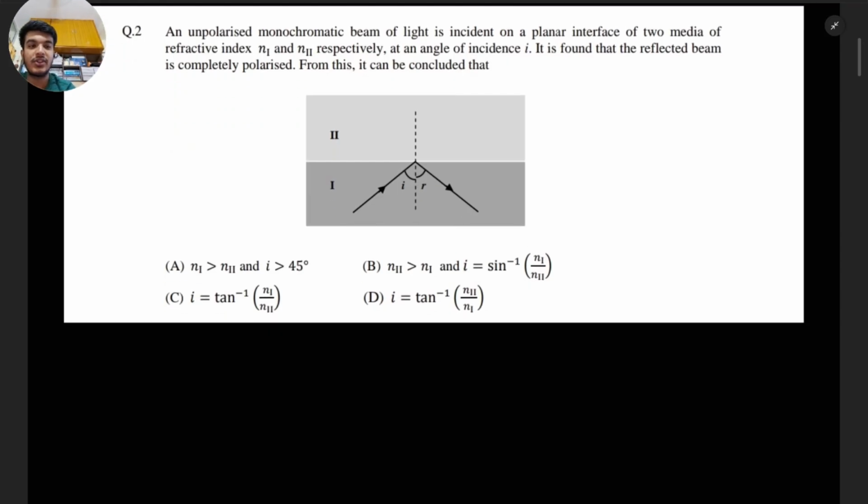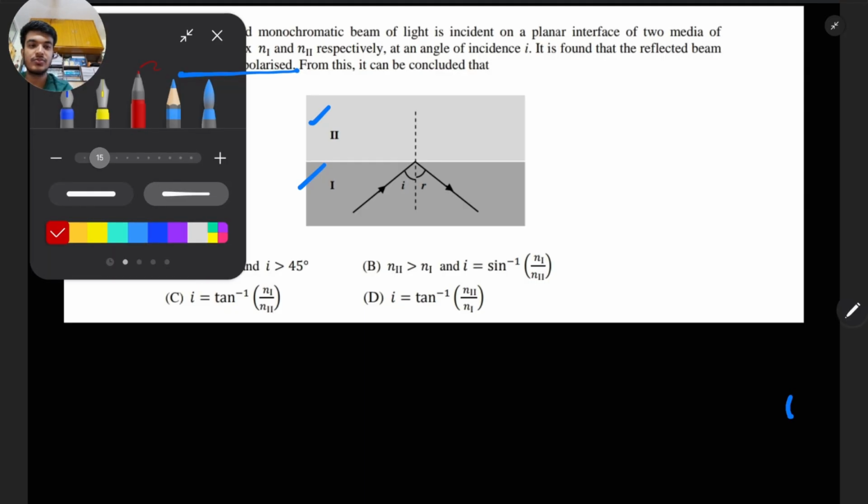Okay, so now in the second question, it says an unpolarized monochromatic beam of light is incident on a planar interface of two media of refractive index n1 and n2 respectively, and at an angle of incidence I, it is found that the reflected beam is completely polarized. Okay, so it's completely polarized. It's a very important statement right here. So let us first understand the concept behind this, what is happening actually.